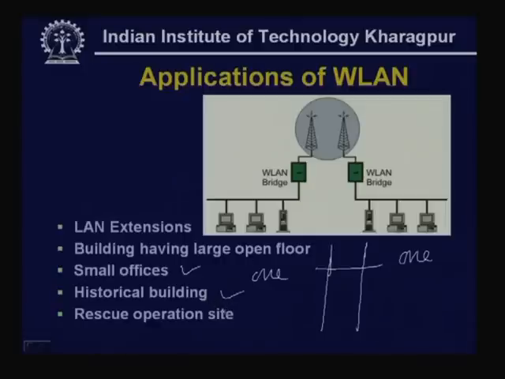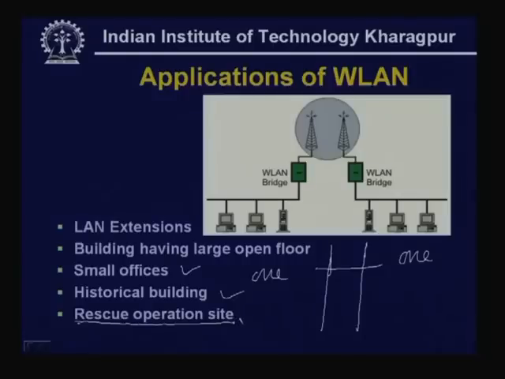Then since the deployment time of wireless LAN is very small, it can be used at rescue operation sites. Suppose there is a flood, an earthquake or this kind of disaster. In such a situation, you can very quickly set up a wireless LAN and establish communication with one another. So, these are the possible applications of wireless LAN.